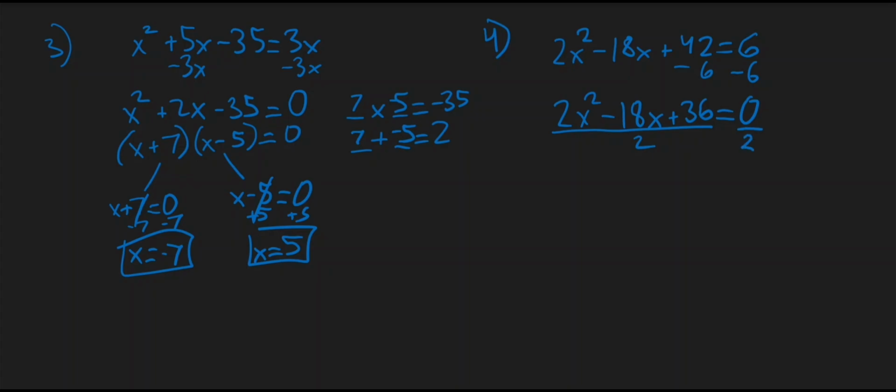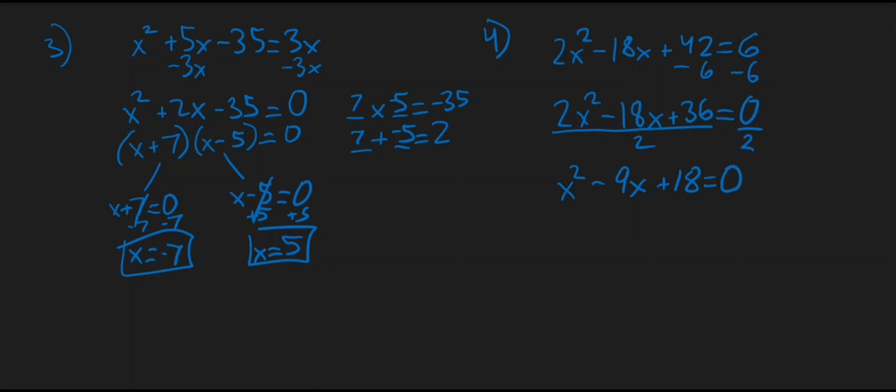So always check in this step if you can divide every term by a common factor, which we can for this case. 2x squared divided by 2 gives you a 1x squared. Negative 18x divided by 2 gives you a negative 9x. And 36 divided by 2 gives you an 18. And that's just a 0.